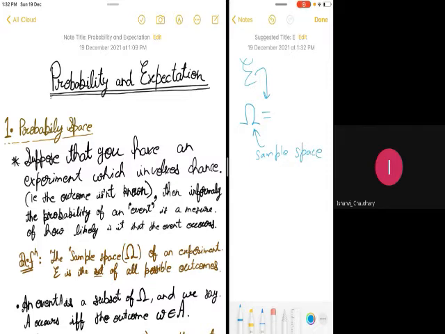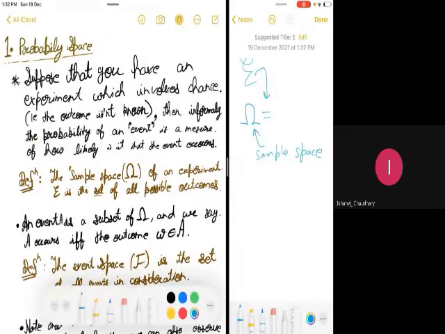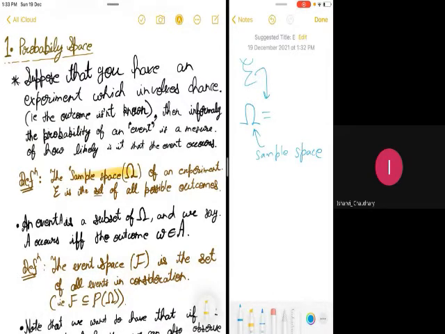Now in this experiment, we can be interested in some events. For example, we want to know whether omega corresponds to something or not, and we want to consider the set of all such small omega which correspond to that thing. So, firstly, we define a sample space capital omega of an experiment E to be the set of all possible outcomes, and we denote an outcome by small omega.